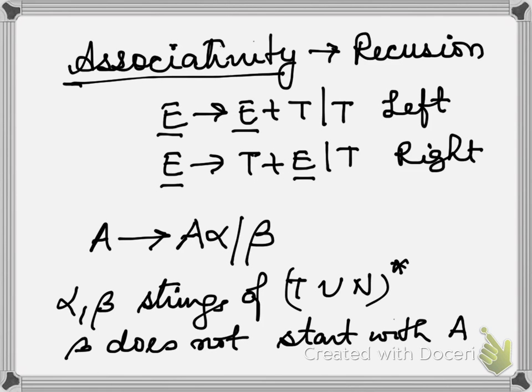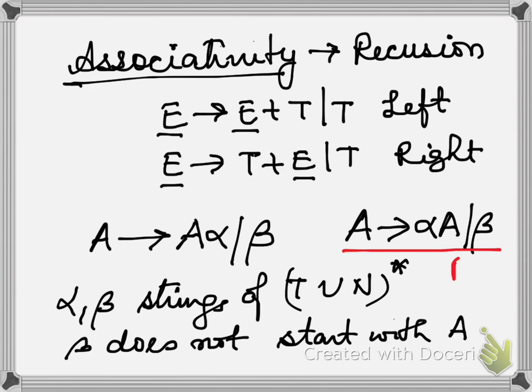Similarly, if we have something like alpha A or beta, in this case I have recursion here, but this is our right recursion, whereas what we had before is our left recursion. Now, if we have recursion, what is the issue? Why do we need to remove it, or why does it create problems?